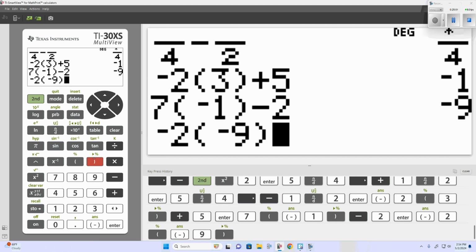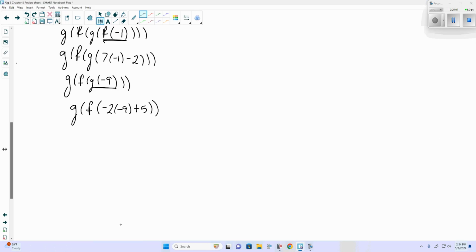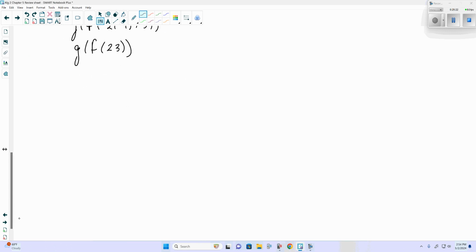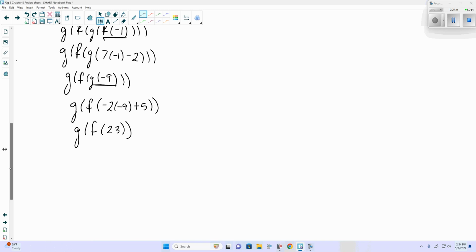It is ending because we have g of f of 23, yes? But if you looked at where we started, g of f of g of f of g of 3, now we have g of f of 23. F of 23 is what? 7 times 23 minus 2.